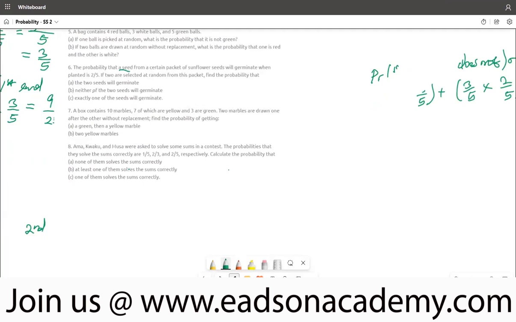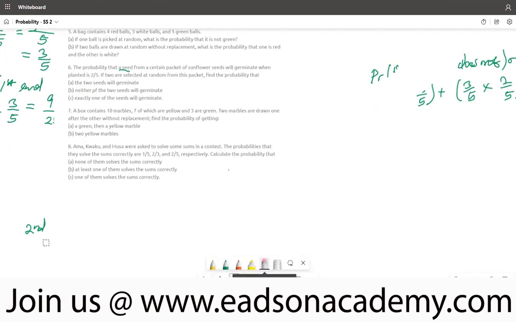The question says a box contains 10 marbles, 7 of which are yellow and 3 are green. 2 marbles are drawn, one after the other. It's not as if the two were drawn at once, but after drawing one, you draw another one. But the drawing is done without replacement. So after pulling one marble, I did not replace it and then I go and pull another one out, right?